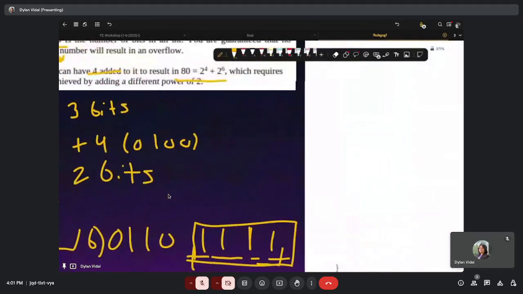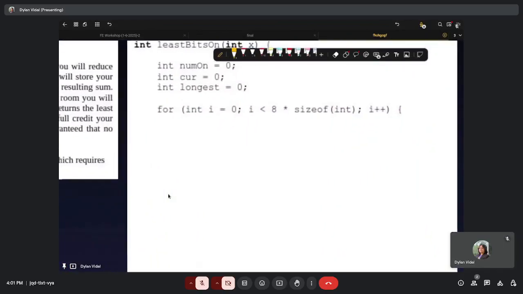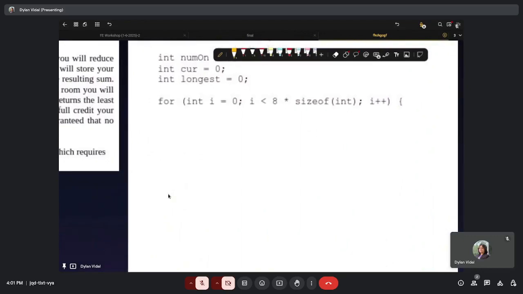All right. So that being said, I'll go ahead and start coding this up. Did anyone know how to iterate over each position to check for a 1 or a 0 in a number?